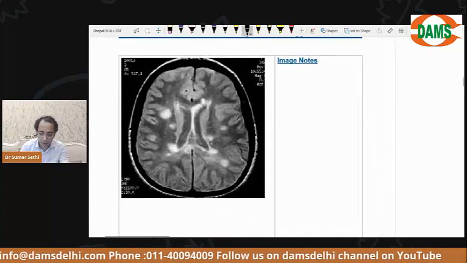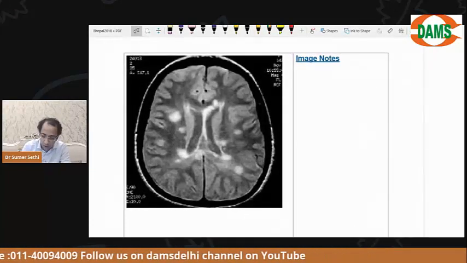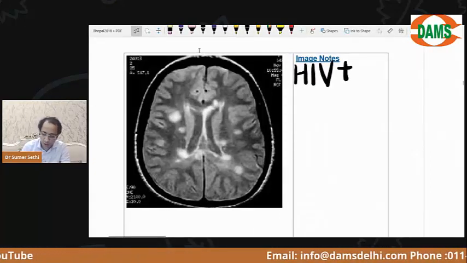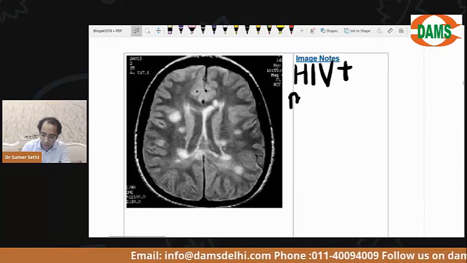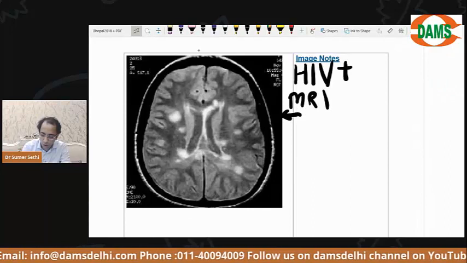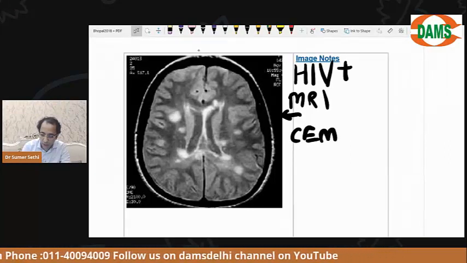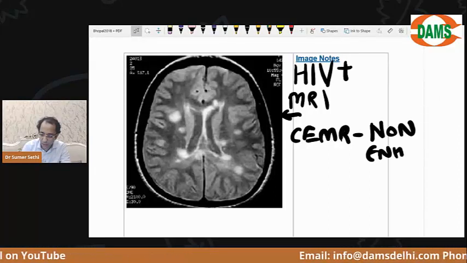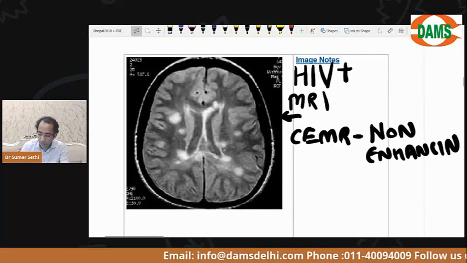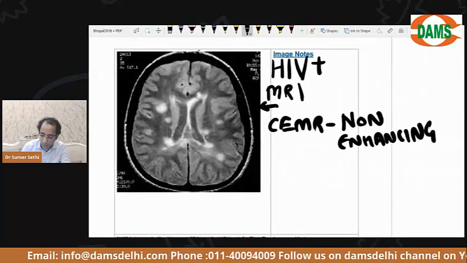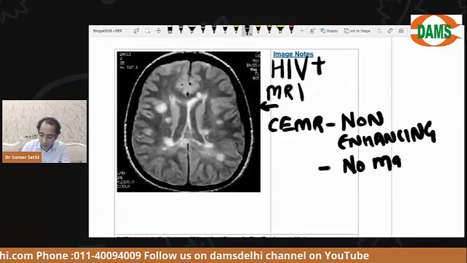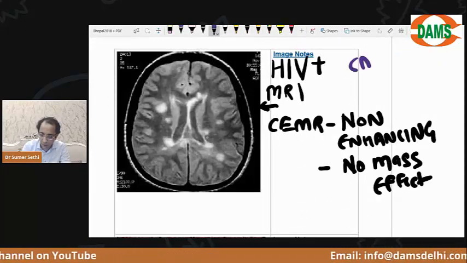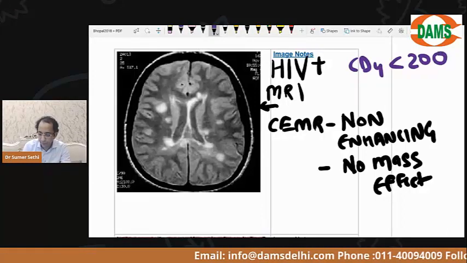Now, in the same image, I am writing a question. A HIV positive patient has the MRI shown to you. When contrast enhanced MRI was done, the lesions were non-enhancing and they had no mass effect. CD4 count of the patient is less than 200. What do you think we are dealing with?